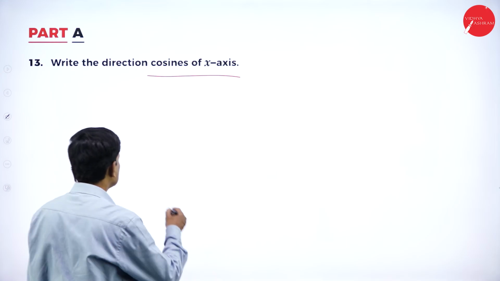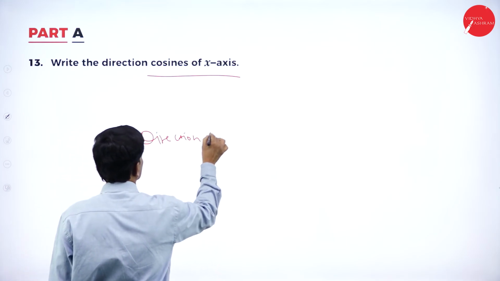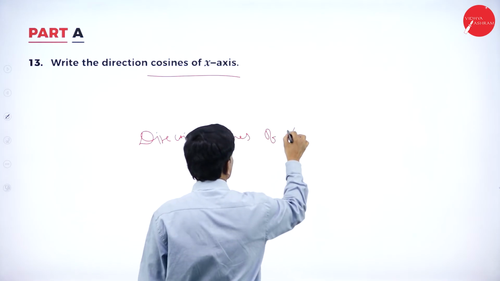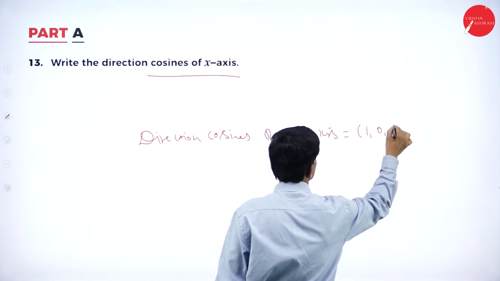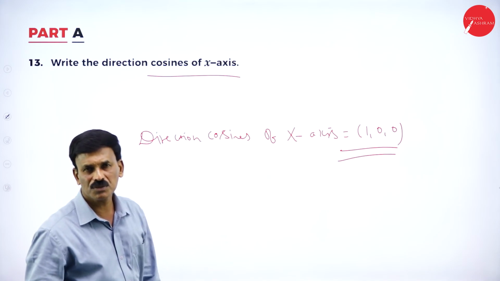If we write this much, the direction cosines of x-axis are equal to 1, 0, 0. That's all. If you write this much, you will get 1 mark.